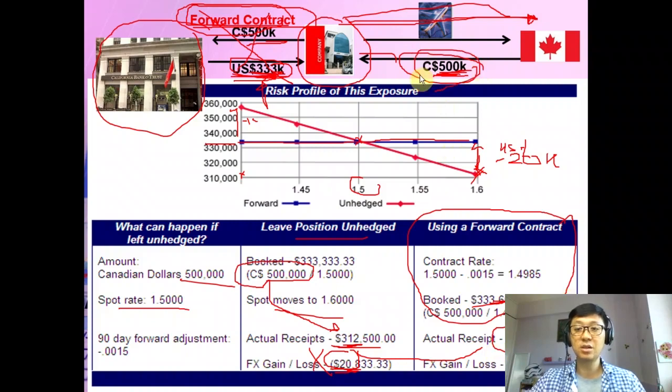Because your sales got this, and you got this guy to ensure that you will be exchanging at this rate, and that is the profit. So most of the time, businesses don't want it to be too unpredictable, right? They want it to be manageable, right? So they would prefer this. If you are a more cautious person, you would go for forward contracts like this.